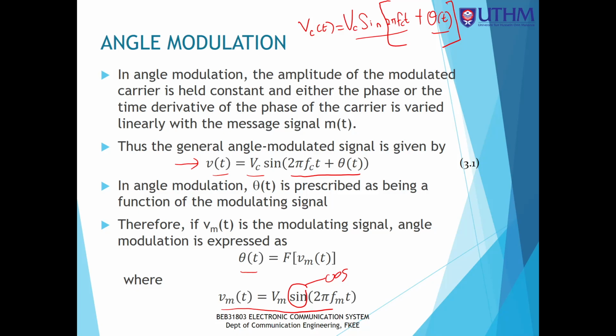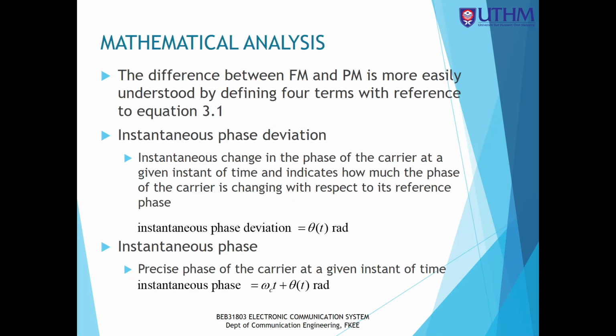So theta t is what we call the instantaneous phase deviation. It is the instantaneous change of phase of the carrier at a particular time. The unit is radians.